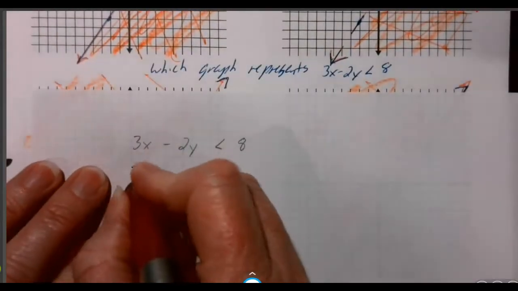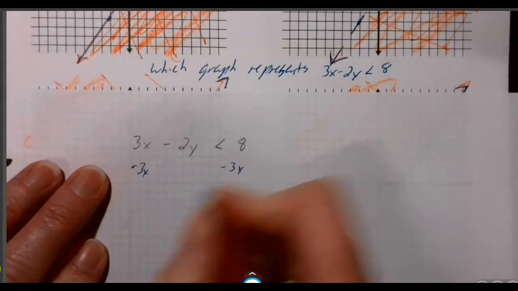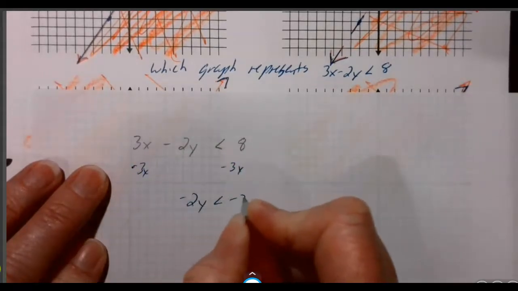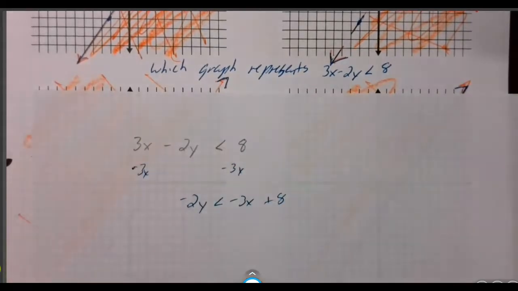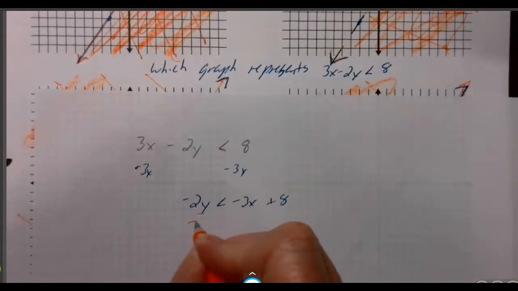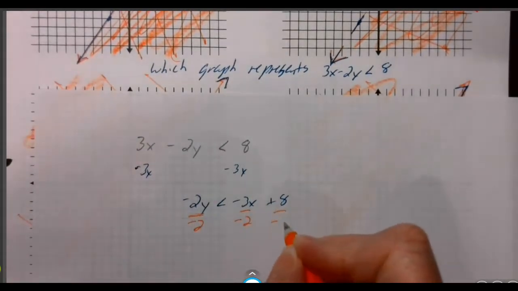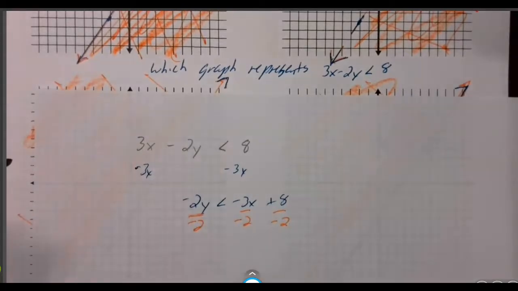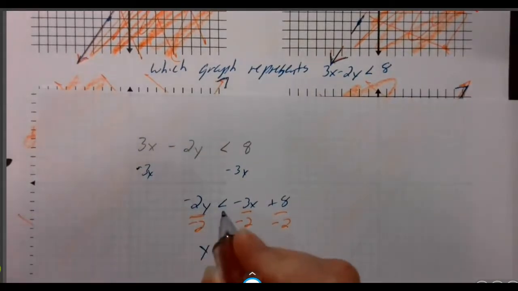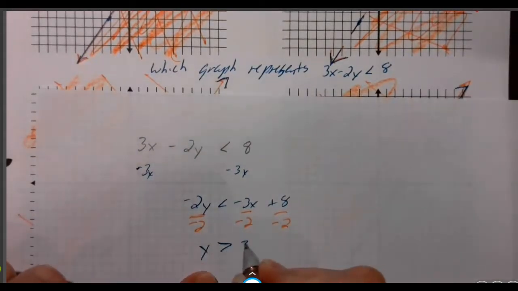So I'm going to subtract 3x. So I get negative 2y is less than negative 3x plus 8. Now I'm going to divide by a negative 2. Did you hear what I just said? That's right. Divide by a negative. Hope I didn't hurt your ears. So when I divide by a negative, my inequality sign switches to go the opposite direction.